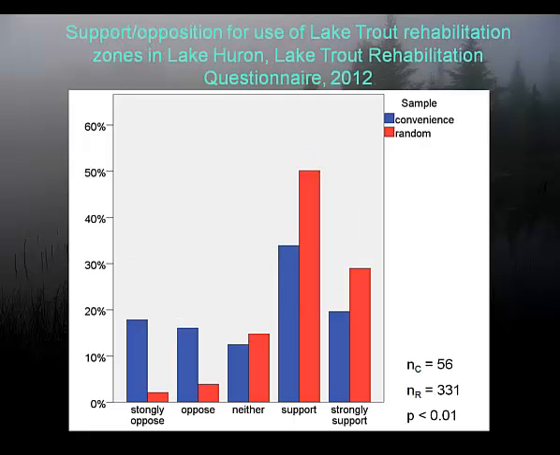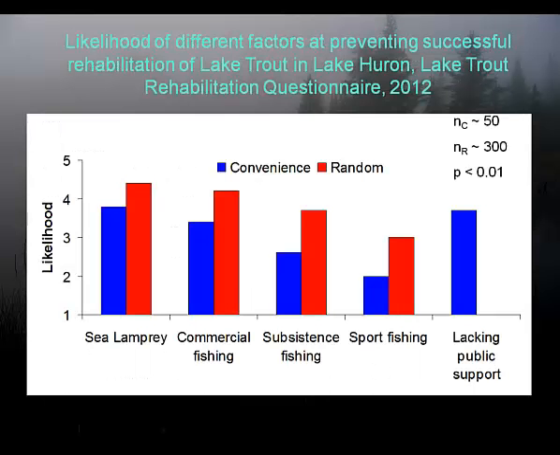The next was about supporting the use of lake trout rehabilitation zones. We have set up a number of areas around the lake where we think we have a high probability of being successful due to historic spawning shoal areas. And again, we have a pretty even split across here for the convenience sample, but skewed in the random sample toward supporting or strongly supporting the use of these rehabilitation zones.